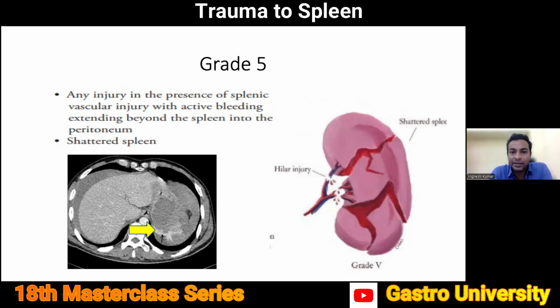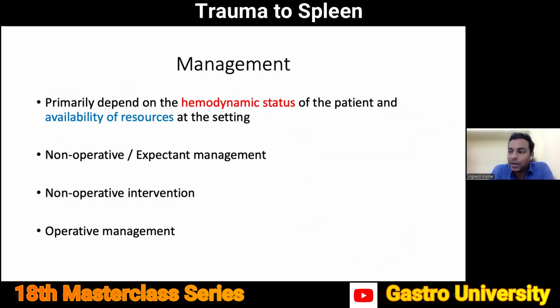Well, do any of these matter with regard to the management of these patients? The answer is yes and no. It depends on the setup that you're working at. But primarily, the management of splenic injury will depend on the hemodynamic status of the patient and the availability of resources at the time. Whether the patient is hemodynamically stable or unstable plays a very important part in the management of this patient. And obviously the availability of resources at your setting also is a very important key factor at this point.